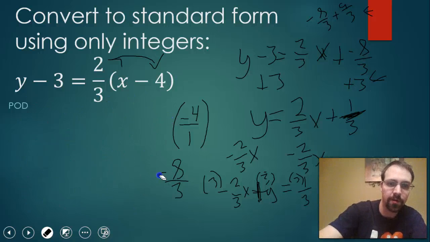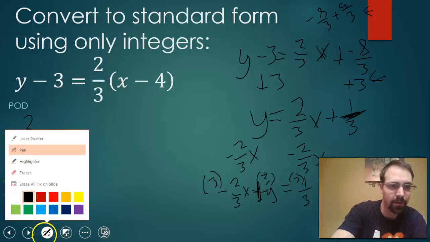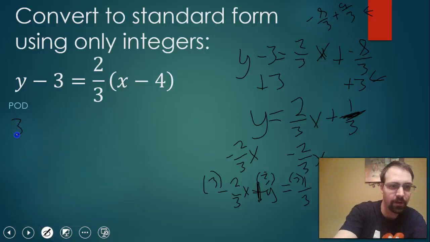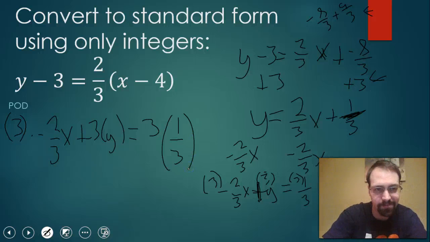Alright. So we have -2/3. Oh wait, let's write this the right way. There isn't necessarily a right way, but I don't want to confuse you guys. So you guys want me to write it like this: 3 times -2/3 x plus 3 times y equals 3 times 1/3. Let's simplify this out.